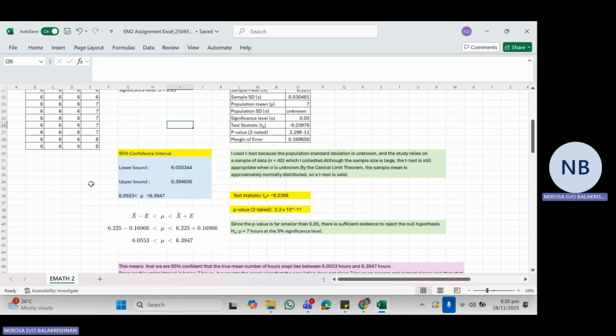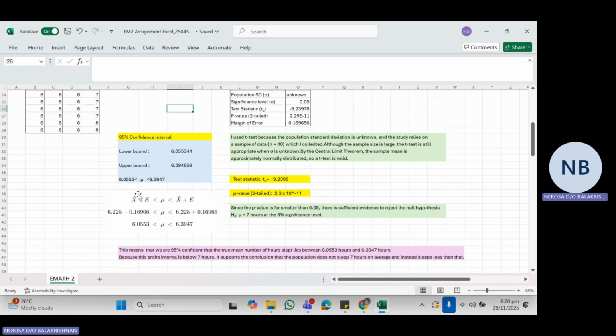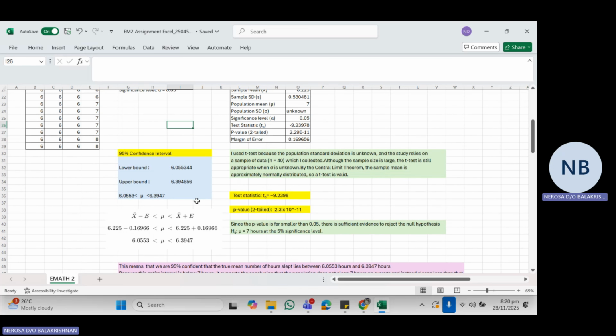This is a generated 95% confidence interval for the true mean sleep duration. These are the values, as you can see. This interval means that we are 95% confident that the true average sleep duration of Singaporeans lies within the range.